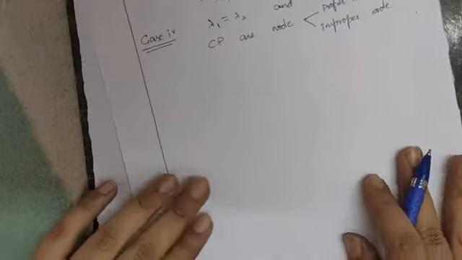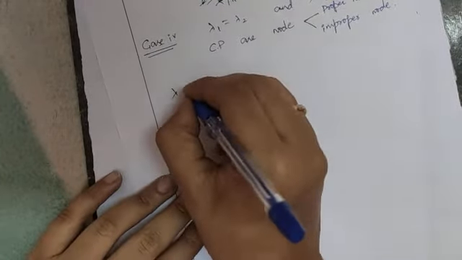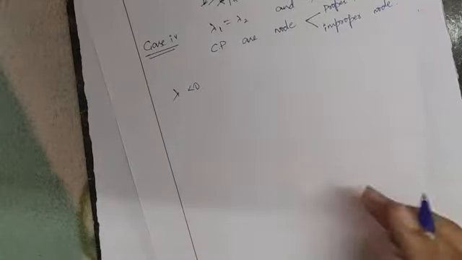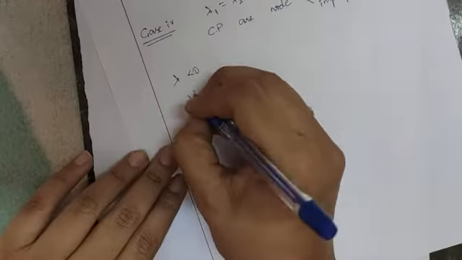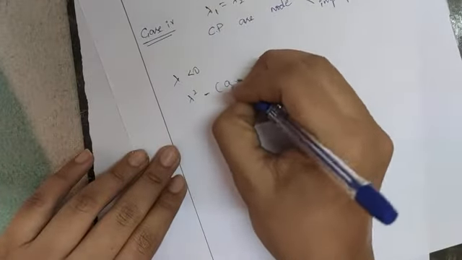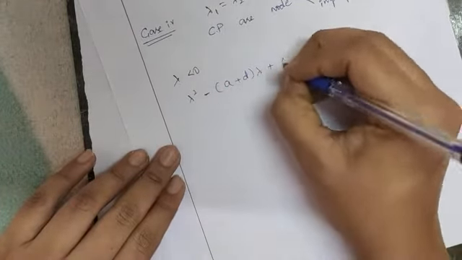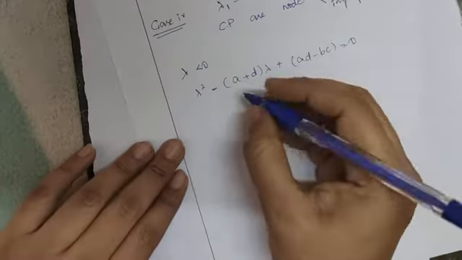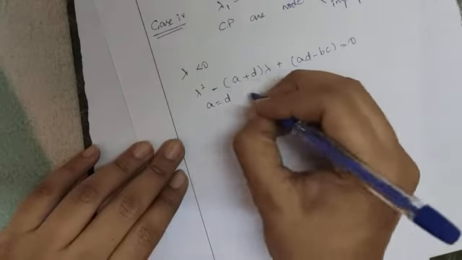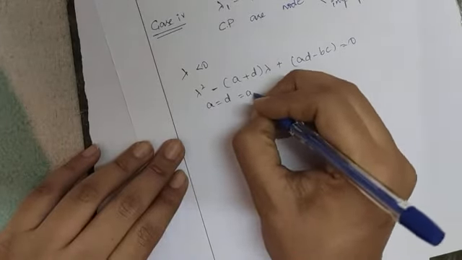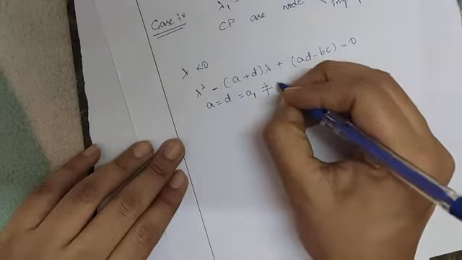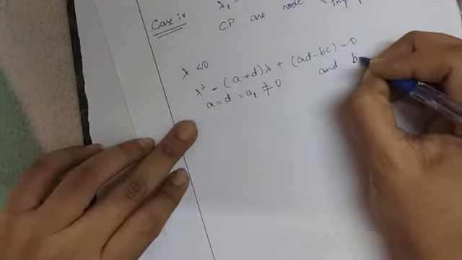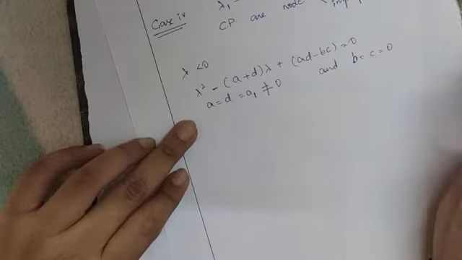Okay, for a proper node the lambda should be less than 0. So if lambda is less than 0, the characteristic equation was lambda square minus (a plus d) into lambda plus ad minus bc is equal to 0, right? That means a is equal to d is equal to some a1 which is not equal to 0, and b is equal to c is equal to 0.